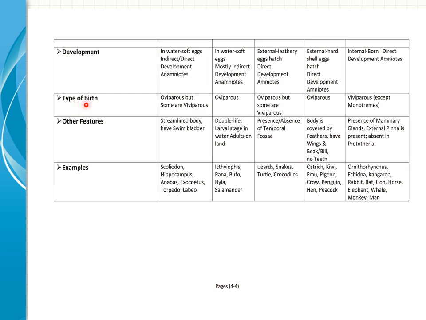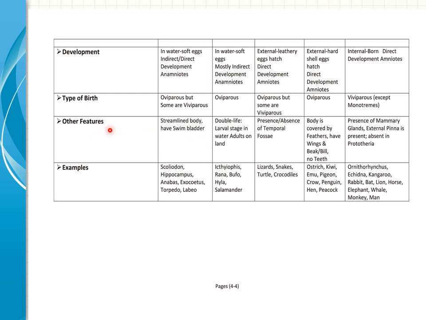The next feature is the type of birth. Fishes are oviparous, but some are viviparous, like sharks. Amphibians are oviparous, they lay eggs. Reptiles are oviparous, but some are viviparous, as is seen in some snakes. Birds are oviparous. Mammals are viviparous except the monotremes, prototherians, or the egg-laying mammals.